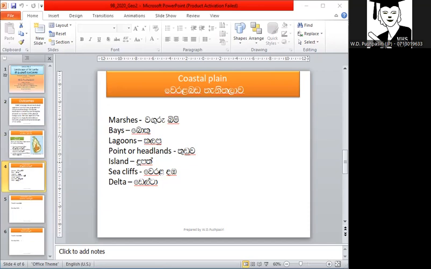Right. So, shall we read about the coastal plain here?